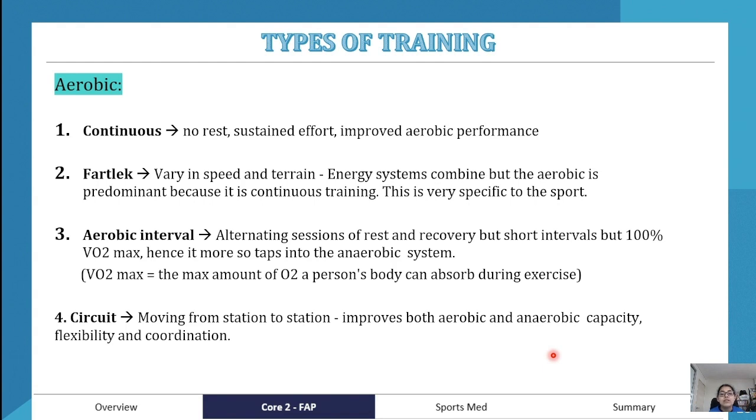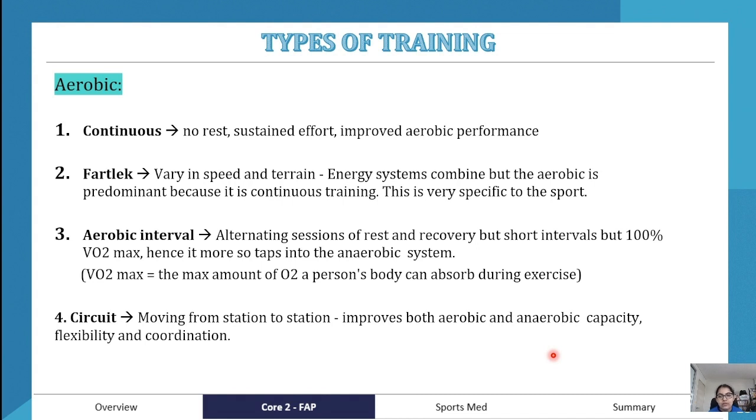Next, we've got fartlek. Fartlek is when you vary in speed and terrain. So energy systems combine here because you are going at varying speeds, like super fast sprinting and then slow running or jogging. The aerobic energy system is still prominent because it is still continuous training, and this can be very specific to the sport. So if you've got something like, let's say, soccer, you're focusing on endurance but also speed, like when you do need that speed to run very fast.